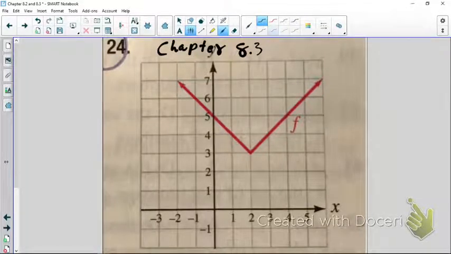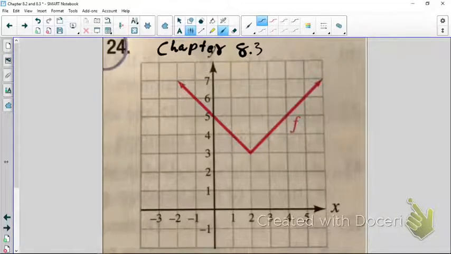Good afternoon, guys. So this is going to be questions from 8.3. This is homework. I'm doing the evens of part of the homework. So I'm looking at number 24, and the instruction says find the domain and range of each function.